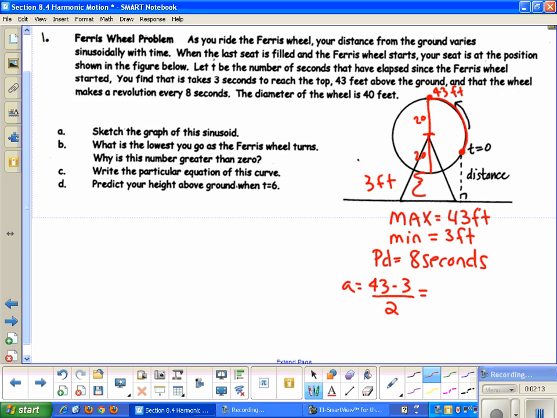So my amplitude in this case is equal to 20, because that would be 40 over 2, which is 20. And then my vertical shift, my d value, is equal to 43 plus 3 over 2. So 46 over 2 would be equal to 23 feet. That's where my x-axis has moved to. So let's go ahead and start to draw our graph.